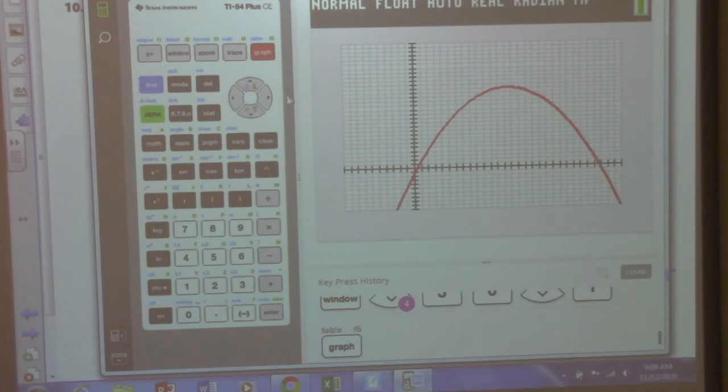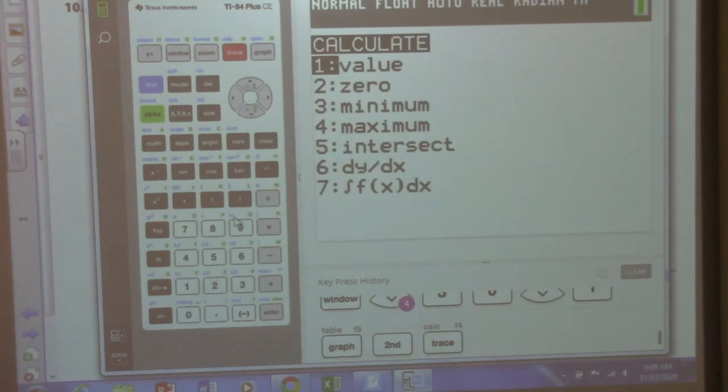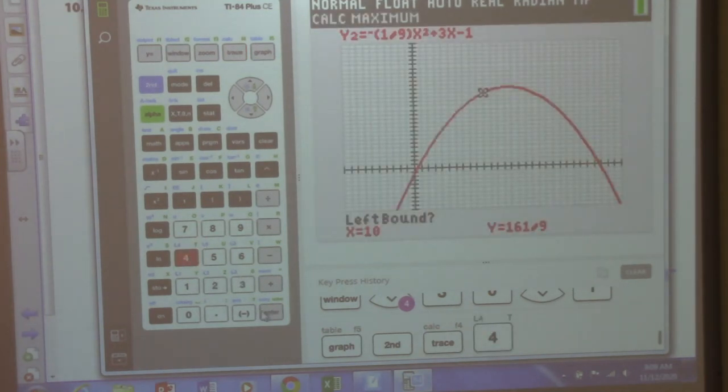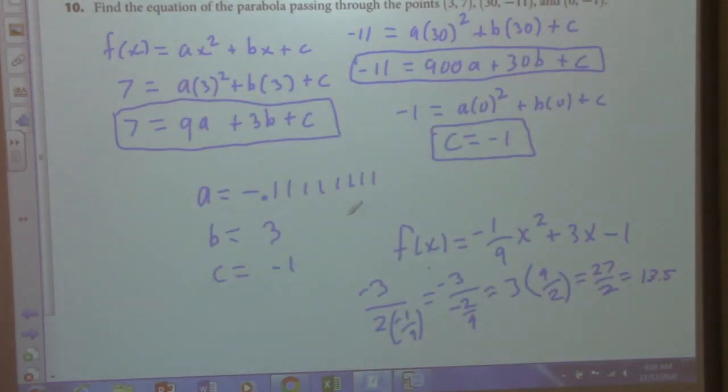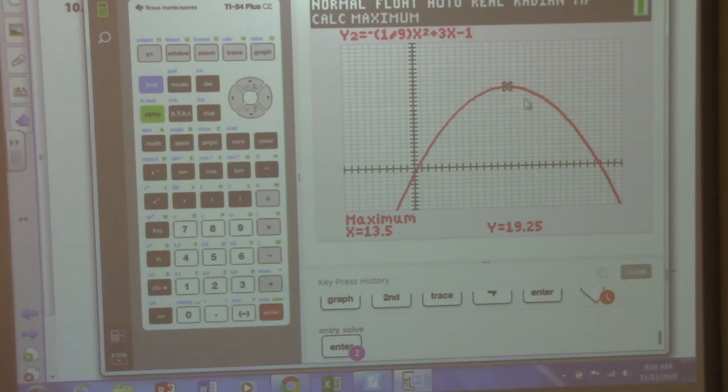Okay, so here's our axis of symmetry. Let's go to second trace, maximum. That's a left bound, press enter, go to the right, enter, enter. So there's your vertex. Somebody was mentioning the vertex based on this. Was there any clue from these points that your vertex is going to be what it is over here? Not really, right?